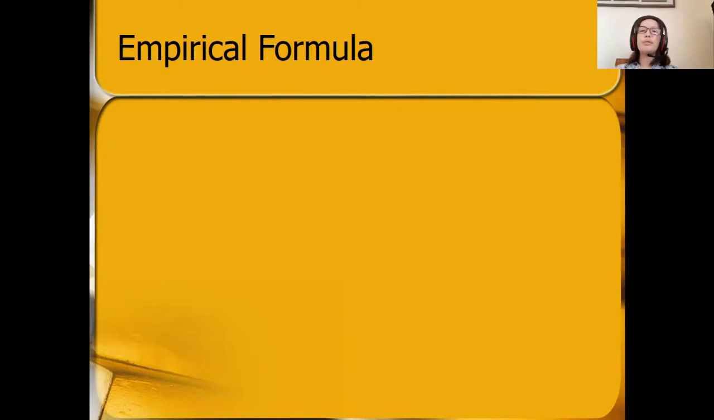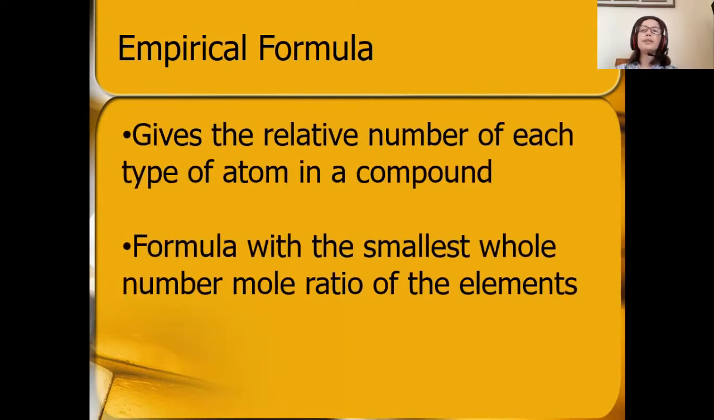Okay, so for the empirical formula, this is simply the relative number of each type of atom in a compound. And this is the formula with the smallest whole number mole ratio of the elements. Again, empirical is the formula that gives the relative number of each type of atom in a compound. And this is the formula with the smallest whole number mole ratio of the elements.